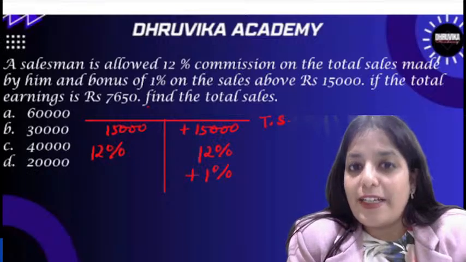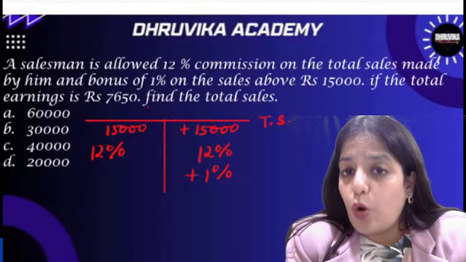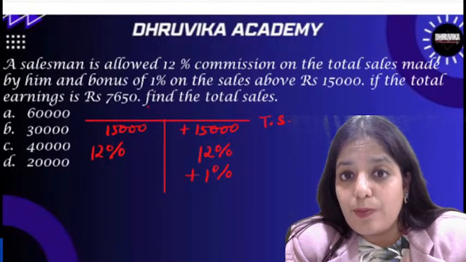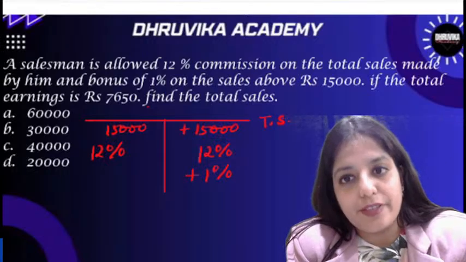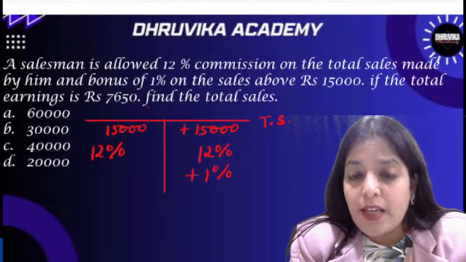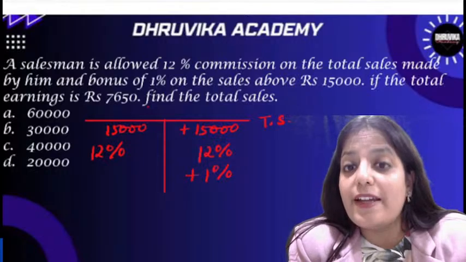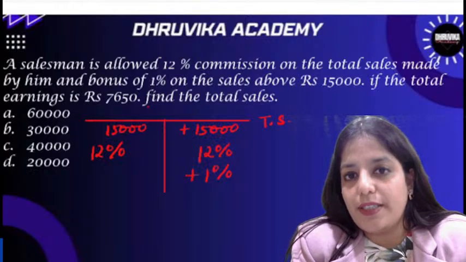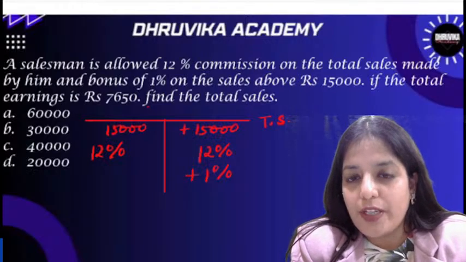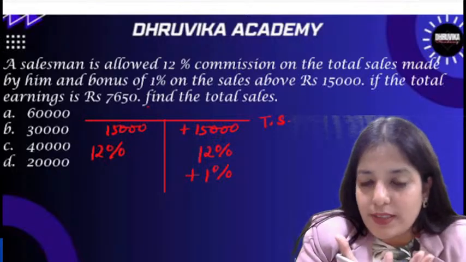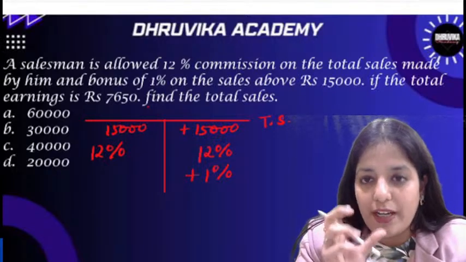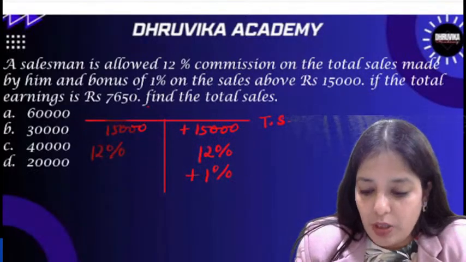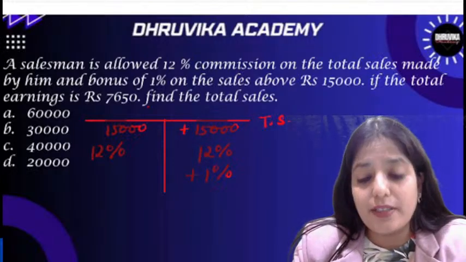See, right now on 15,000 he is getting 12%. On the sales more than 15,000 he is getting 13%. Okay. If I assume that on total sales I am getting 13% commission, you can understand that on one part of the sale I am getting 12% commission, on the other part I am getting 13% commission.